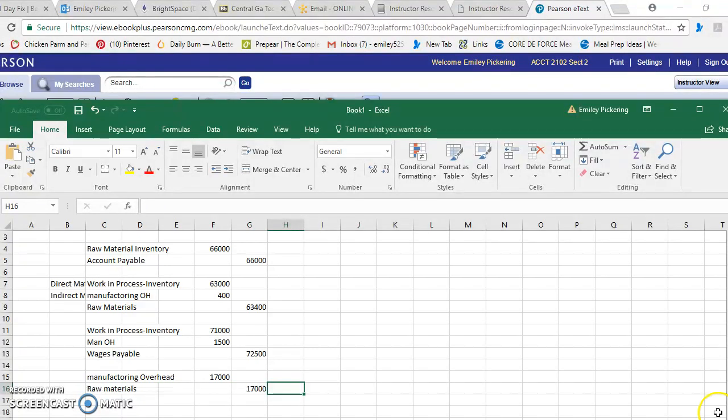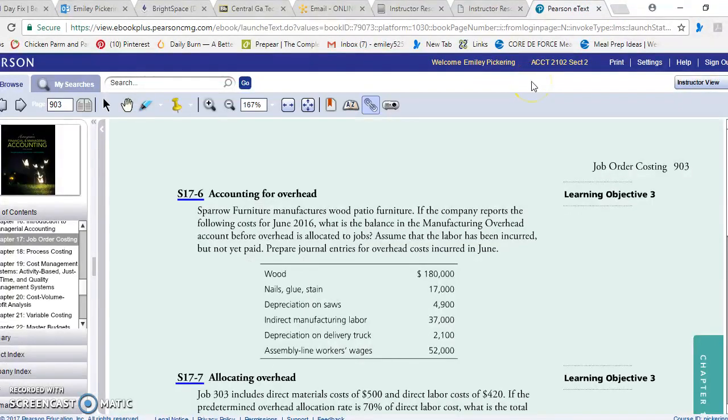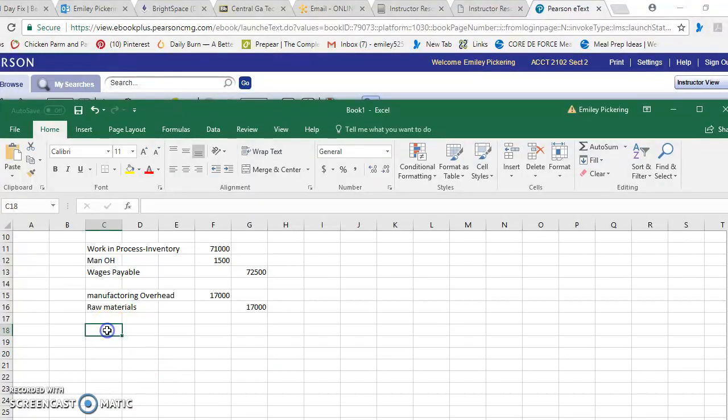The next one is, let's talk about our depreciation. We have depreciation on our saws. That is part of the manufacturing process. So let's do manufacturing overhead, 4,900. Now, instead of it coming from raw materials, when you make a journal entry for depreciation, typically it goes into accumulated depreciation.